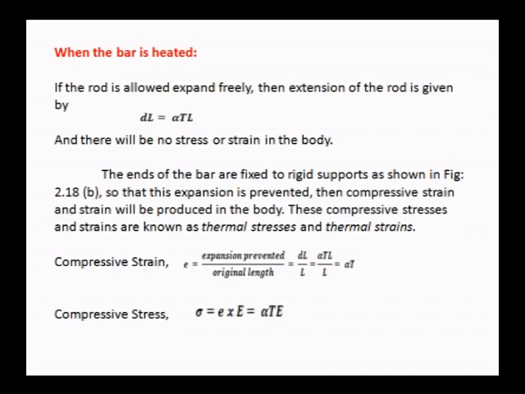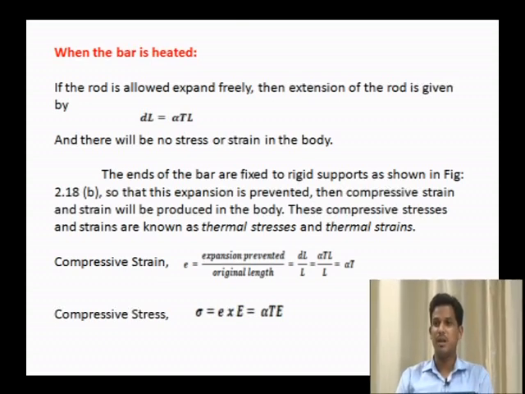It may be T1 minus T2 or T2 minus T1, where T1 is the initial temperature and T2 is the final temperature. Whether the temperature is rising or falling, it does not matter. Capital T is the difference in temperature. And capital L is the initial length of the member. If you substitute these three values, we will get delta L.